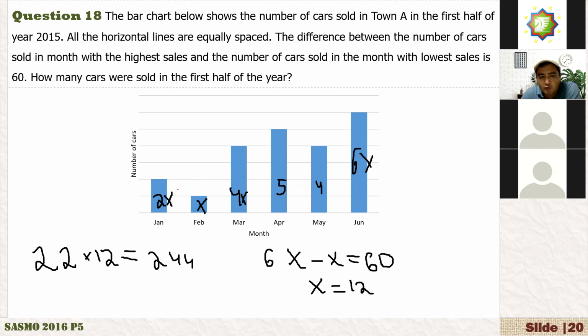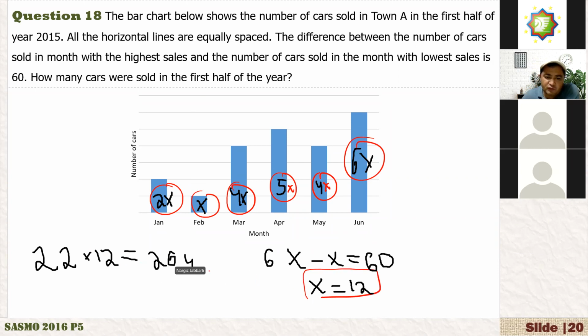264. Here, altogether, 2x plus 4x plus 5x, here we have x and 4x and 6x together. That is 22x, and the value of x is 12. And that's why we have 264. So in the first half of the year, 264 cars were sold.